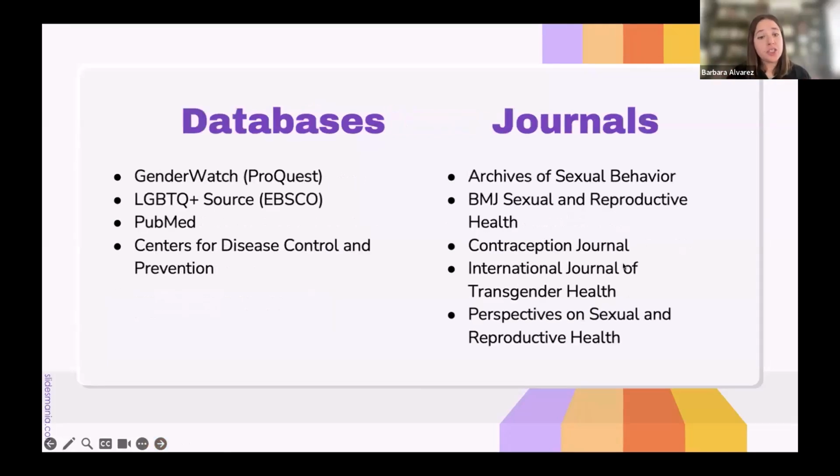In terms of databases and journals, you might already have subscriptions to these databases, but I'm just going to share them anyways. So Gender Watch, which is available through ProQuest, LGBTQ+ Source, which is available through EBSCO, PubMed, and then Centers for Disease Control and Prevention, which is a freely available database. And then these journals, which you can often find through databases, that you can refer people to for evidence-based research: Archives of Sexual Behavior, BMJ Sexual and Reproductive Health, Contraception Journal, International Journal of Transgender Health, and Perspectives on Sexual and Reproductive Health.